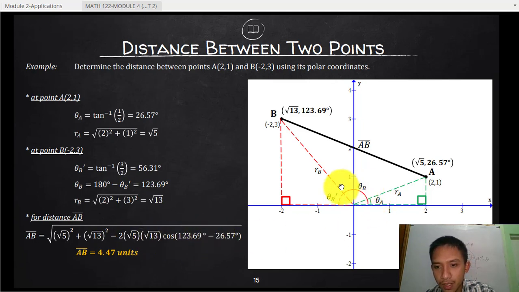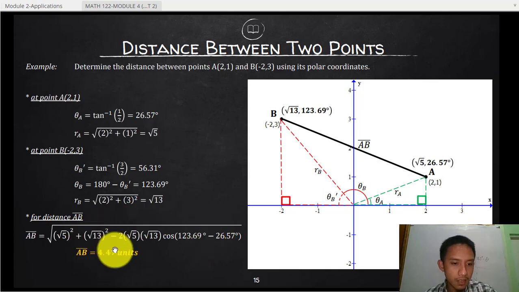So the angle between them is this one. The angle between this red and the green line. How do we get that one? Okay, what is theta b? That is from your positive going to that red line. What is theta a? That is from the positive to the green line. So I will subtract theta a from theta b to get the angle between these two lines. So that is our angle here. 123.69, the bigger angle, minus the smaller angle, which is 26.57. Calculate that one. I am 100% sure that is 4.47.